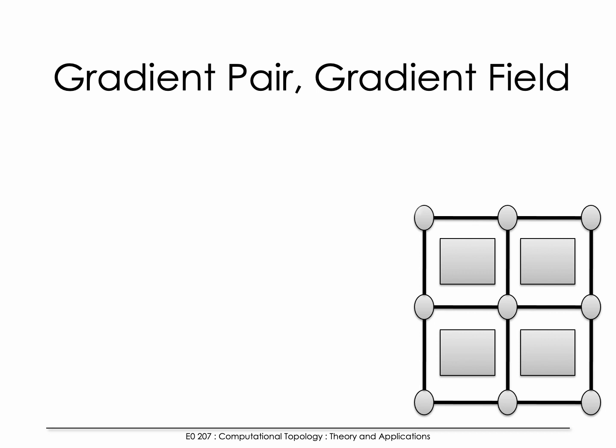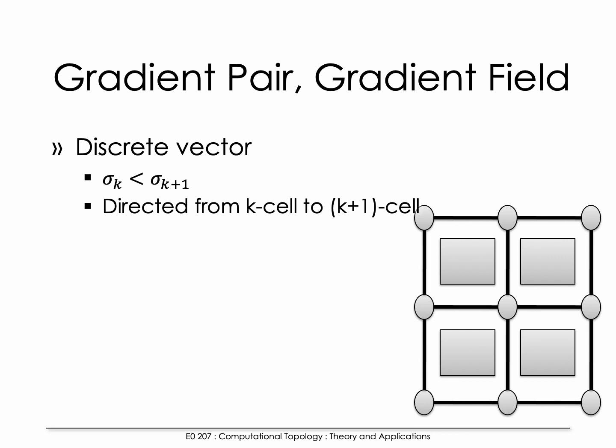In the smooth case, we talk about a gradient. In the discrete case, where a function is defined on cells of a combinatorial space such as a cubical cell complex, we talk about gradient pairs. So let's try to define a gradient pair. First, we will begin with a definition of what is called a discrete vector.